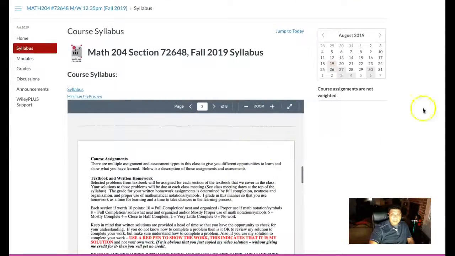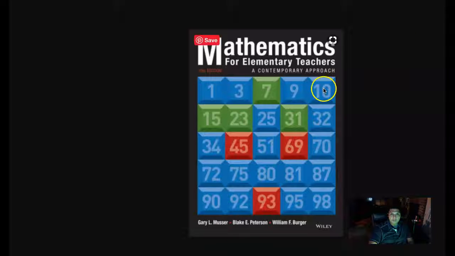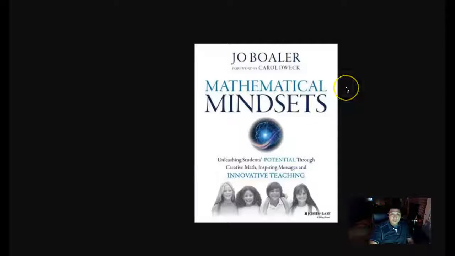So the first thing I think is to know is what textbooks we're going to be using. There's two books. This is the cover of the Musser Mathematics for Elementary School Teachers, the 10th edition. This is the textbook we're going to use to do mathematics. You also have this book here, Jo Boaler, Mathematical Mindsets. This is a book we'll be reading, and our course project is related to this book here.